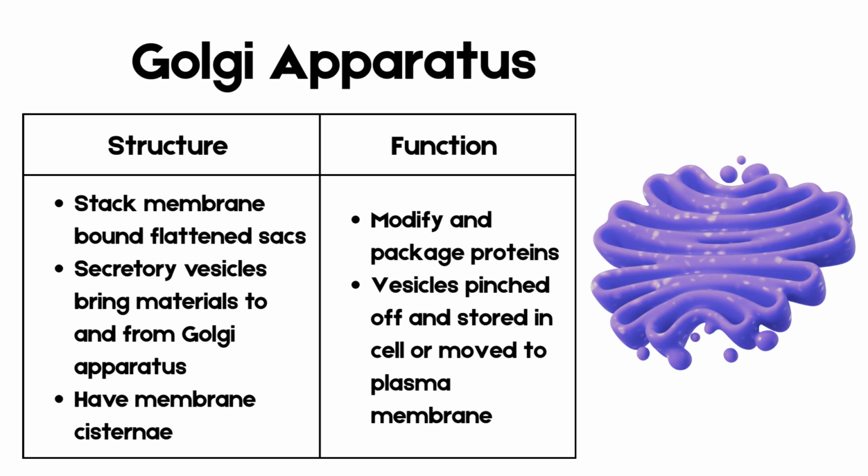Once proteins and lipids are made, they head to the Golgi apparatus. This is a stack of membrane-bound flattened sacs that have cisternae. This organelle modifies, packages, and labels them, a bit like a cellular post office. It also forms secretory vesicles that transport materials in and out of the Golgi.